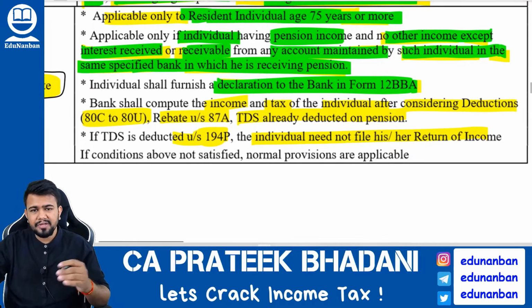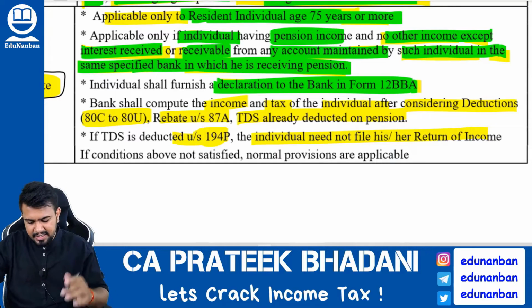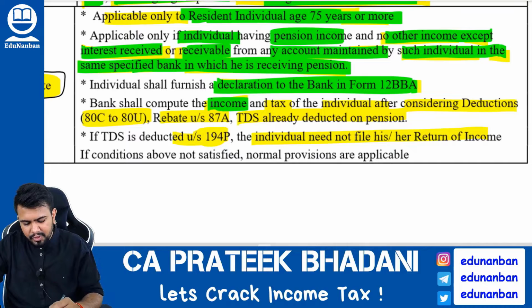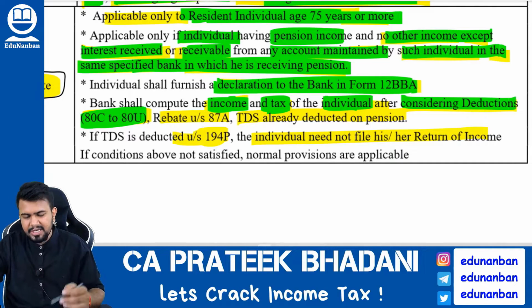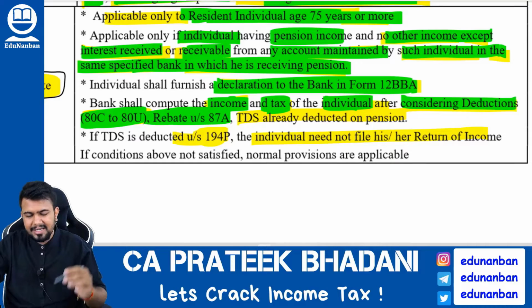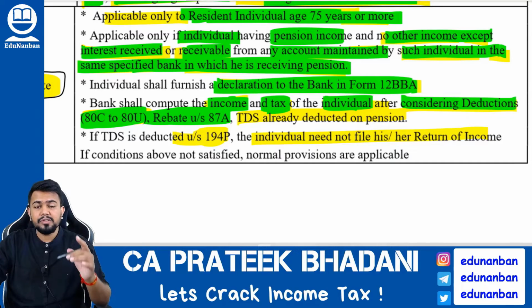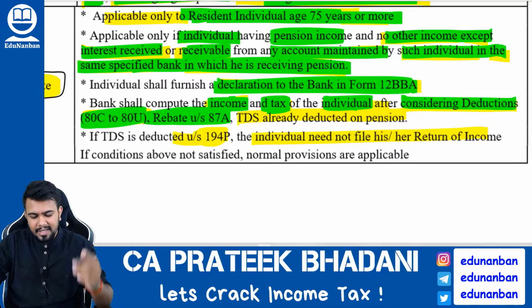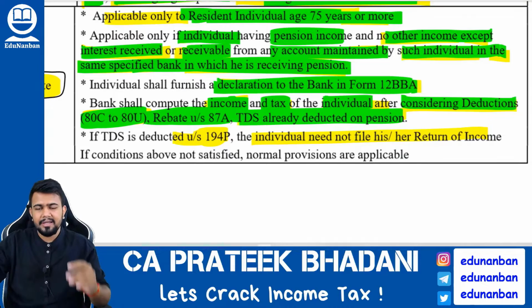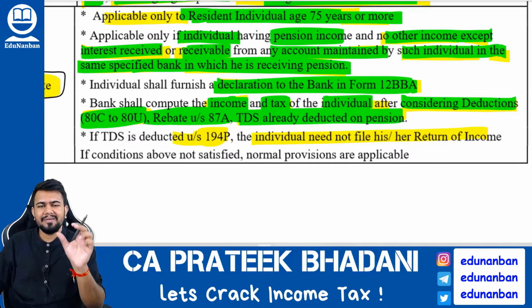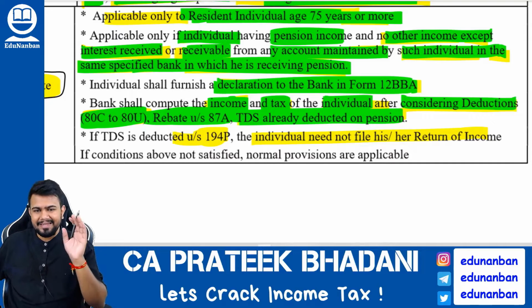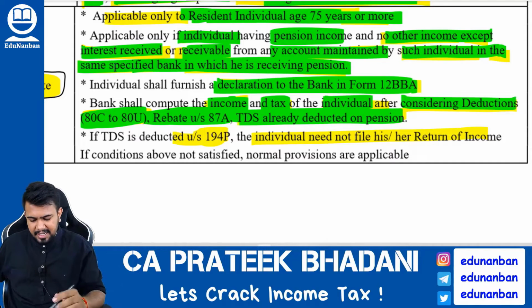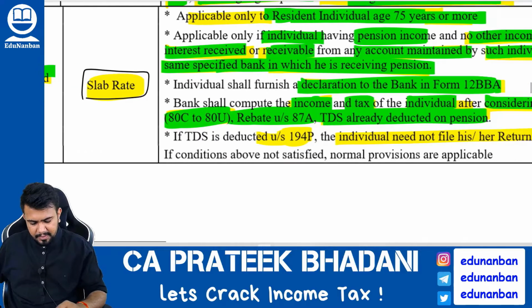Okay. So if this declaration is given by the senior citizen, then what will happen? The bank will compute the income and tax of the individual after considering all the deductions under section 80C to 80U. They will consider the rebate under section 87A, and also, if any TDS is already deducted on the pension while receiving it, that TDS also they have to consider. After considering this, whatever is the balance tax payable by that individual will be deducted as TDS under section 194P.